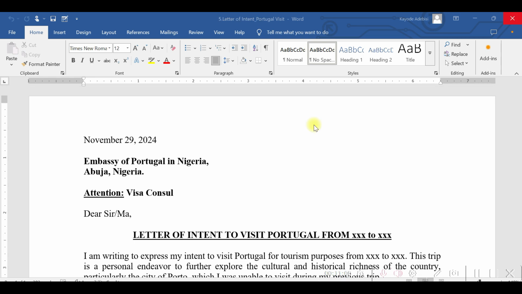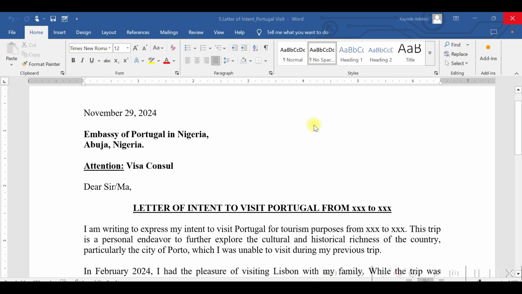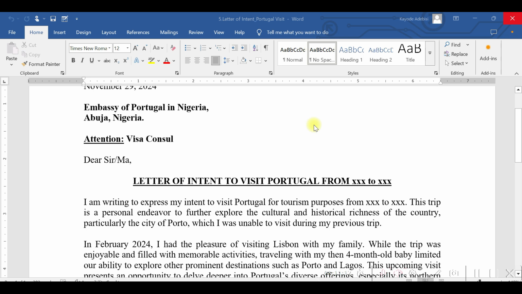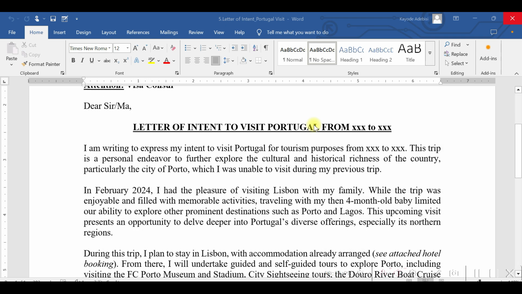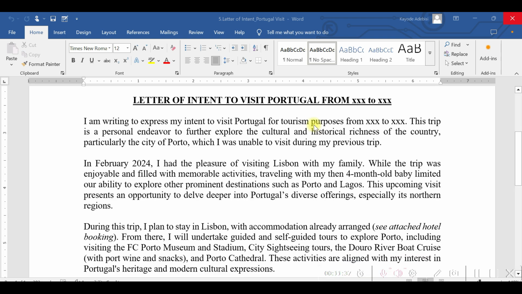So the fifth document I'll be using to make explanation is the letter of intent on the purpose of visit to Portugal, right? This was a single applicant that had visited Portugal before, and he wants to now use the opportunity to revisit again. He had visited with his family and he wants to revisit again as a single person. Again, visiting a country before does not guarantee that you would be given a visa again. But then he clearly provided an introduction, and provided the intention of why he wants to visit now alone, right?